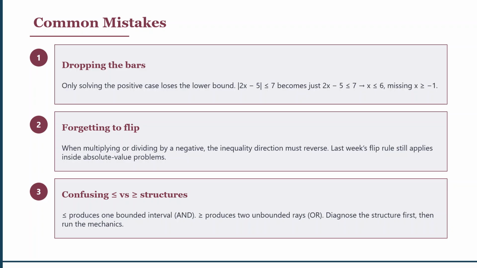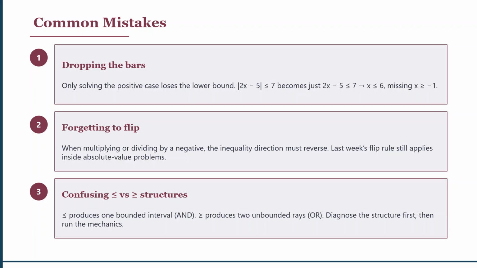If you turn the absolute value of 2x minus 5 less than or equal to 7 into 2x minus 5 is less than or equal to 7 and stop, you get x is less than or equal to 6, and you lose the entire lower bound. The bars must split into 2 cases.